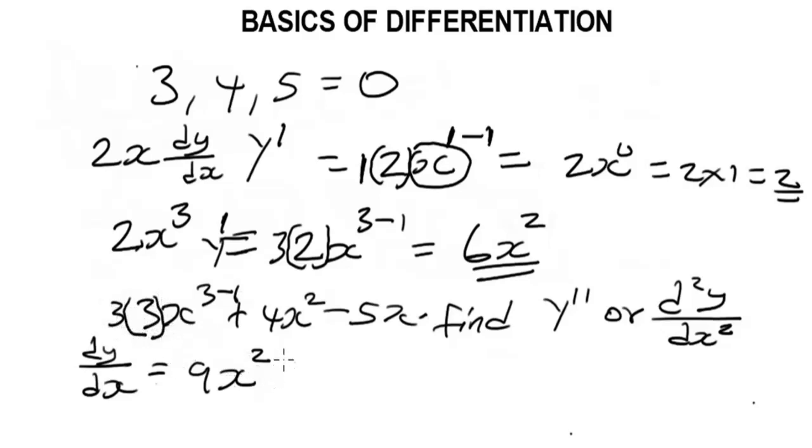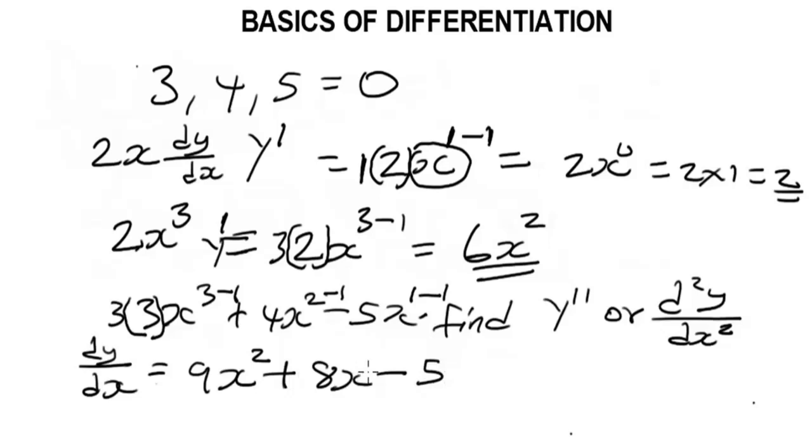9x squared plus, so this one will give us 8x. Minus 1 here, then this 2 will come and multiply this 4 here, so there we will have 8x. Then minus 5. How I got 5: remember this minus 5x here, this x has an invisible power which is 1. Subtract 1 from it and we have 0. x to the power 0 gives you 1. So 5 times 1 will give you 5. It's as simple as that. So this is the first derivative.